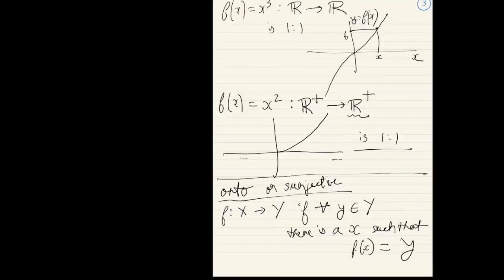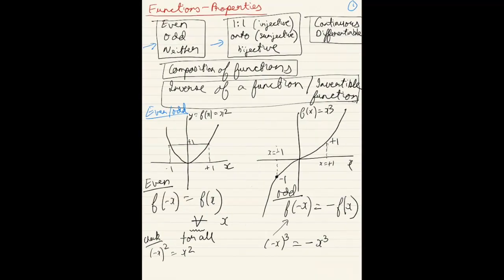What did we cover? We covered even, odd, neither. We looked at 1:1, onto, bijective, and then we looked very briefly at the notion of a continuous or a discontinuous function. The differentiable bit, we are really not going to do right now. We have to do a bit of calculus to get to that. But next time, we are going to study what it means to compose two functions. And then after composition, we will talk about the inverse of a function, where the onto property will be important.